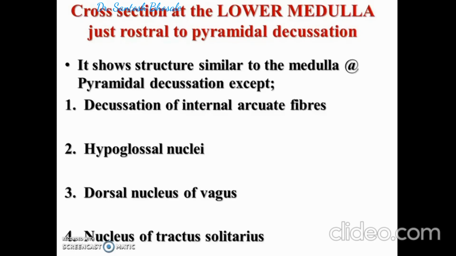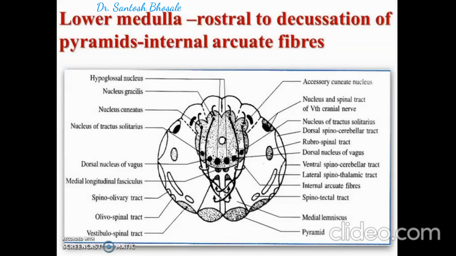And when you move to the next level, that is the cross section at the lower medulla, just rostral to the pyramidal decussation, it shows a structure similar to the medulla at pyramidal decussation, except for the new things you see here: decussation of internal arcuate fibers and 3 nuclei: hypoglossal nucleus, dorsal nucleus of vagus and nucleus of tractus solitarius. And here you can see the fibers, second order neurons coming from nucleus gracilis and nucleus cuneatus.